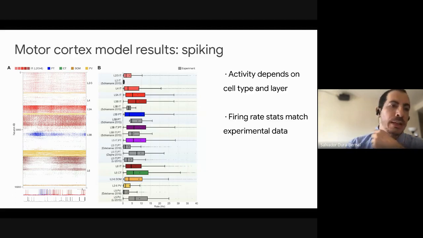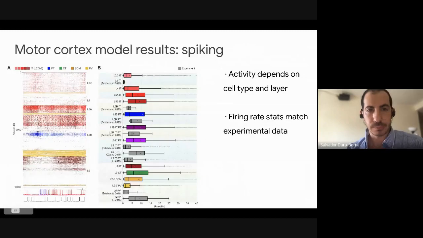So this is showing a raster plot. It shows the spike times of the 10,000 neurons along a couple of seconds. And what we did is try to match the statistics of the different populations. So for example, here you have the IT cells in layer 2, 3.